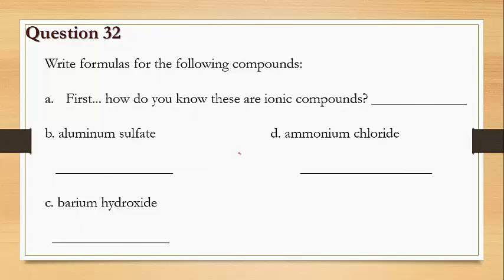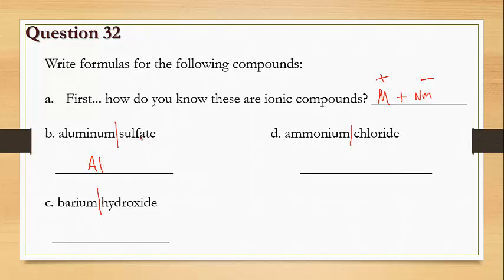32. Now here's where we get into writing those formulas and naming the compounds. So write formulas for the following compounds. The first question says, how do you know that these are ionic compounds? And we should be able to identify easily by the fact that it's a metal plus a nonmetal. It is a cation, positive, with an anion, negative. So when we have those, we're just going to break that into two parts on each one of these. And we're going to write the formulas for both parts.